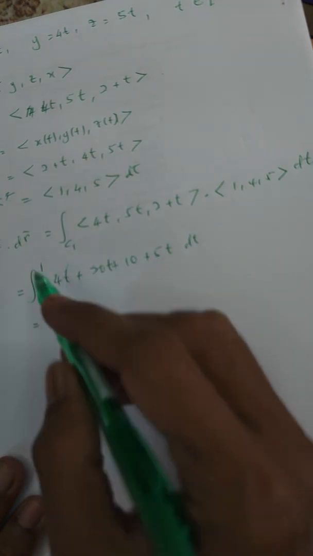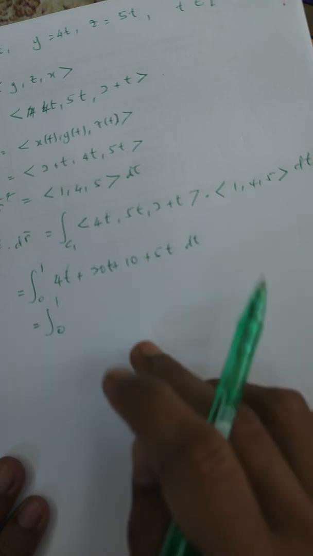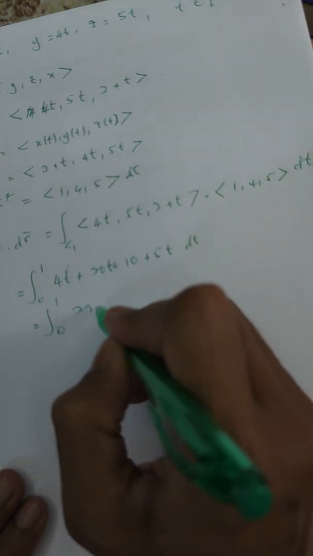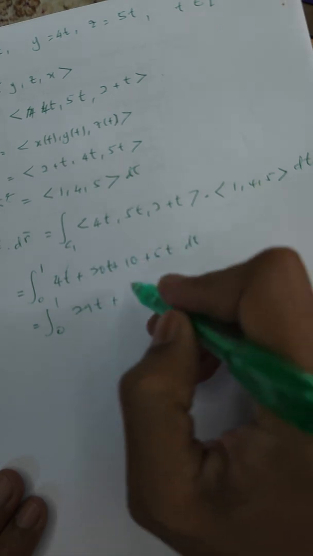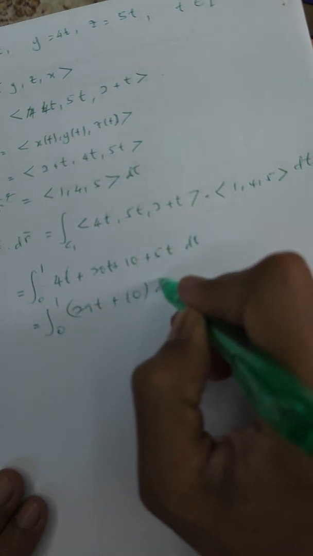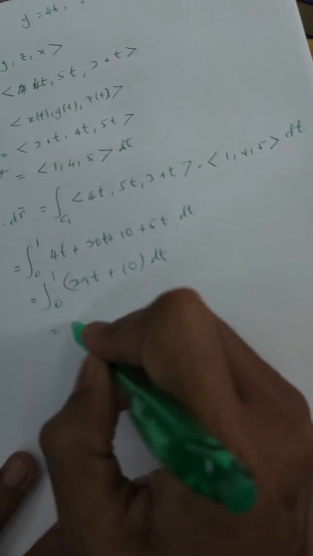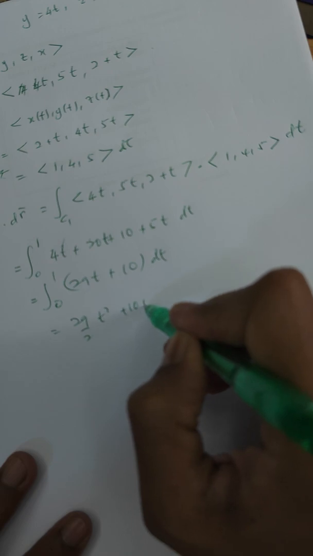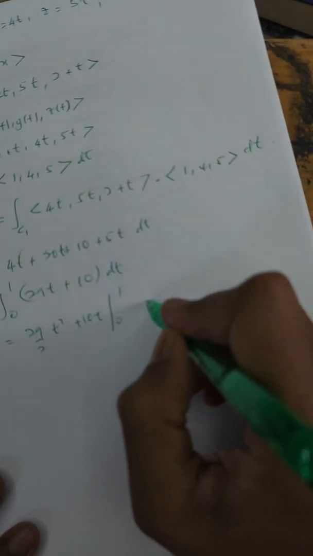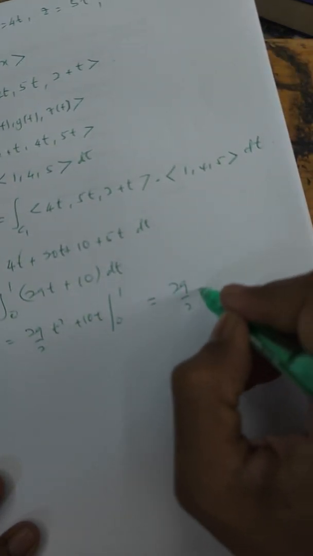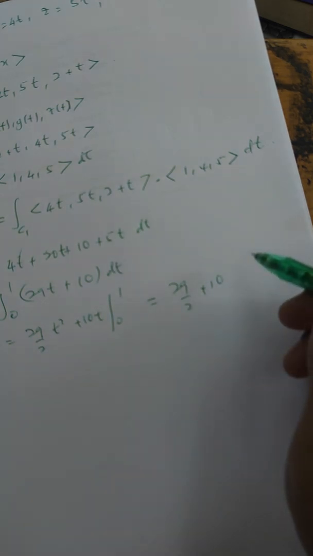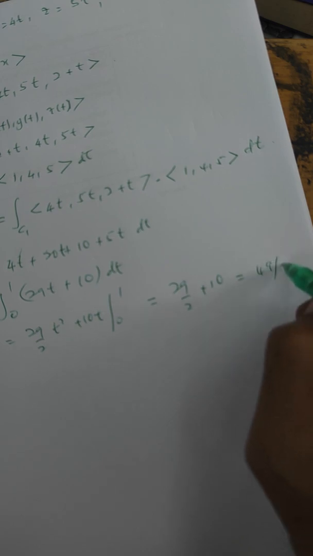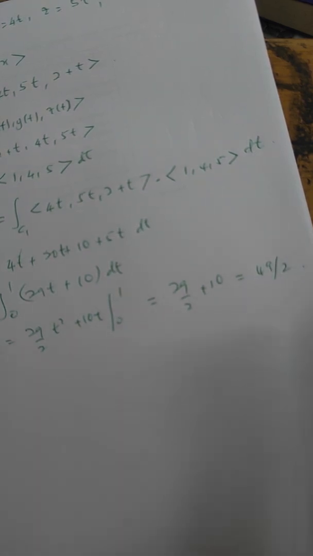Integrate those things, so you have how many t there? From 0 to 1, 29t plus 10 dt. That gives you 29 over 2 t squared plus 10t from 0 to 1. That gives you 29 over 2 plus 10. That gives you 49 over 2. So this is for C1.